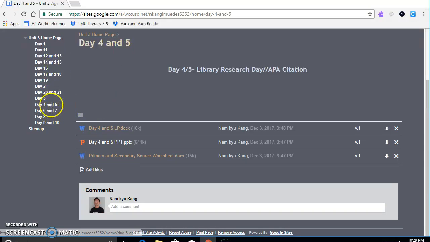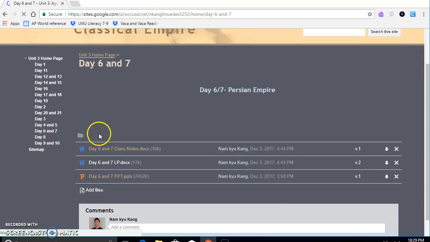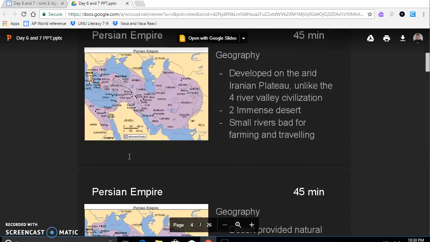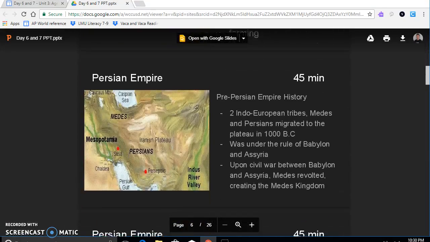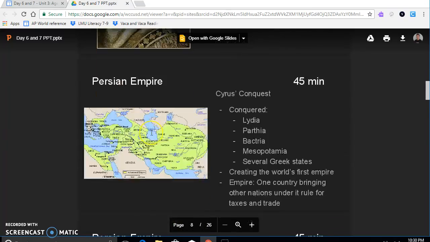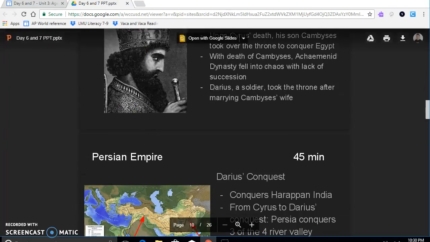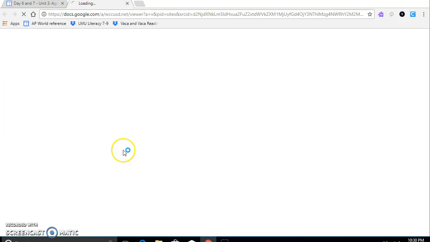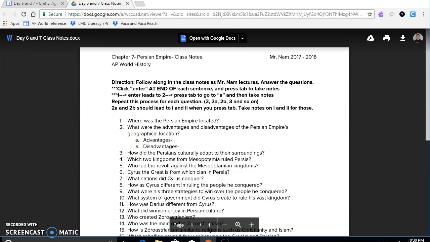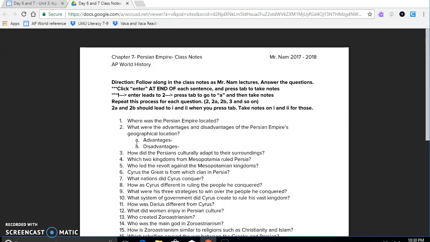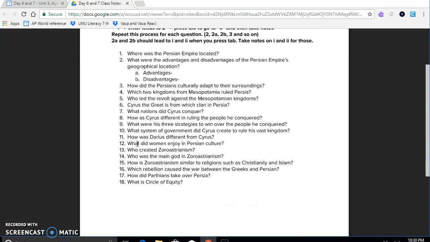Day 6 and 7 is going to be my first content day, which is the Persian Empire. I use PowerPoint so they can visually see what they're supposed to be writing about and visually be able to see what each topic of the slides are. Now, my class notes are quite different than most people. I know a lot of teachers use guided notes or fill in the blanks for students to follow as the lecture goes on. I actually do a question form class notes.